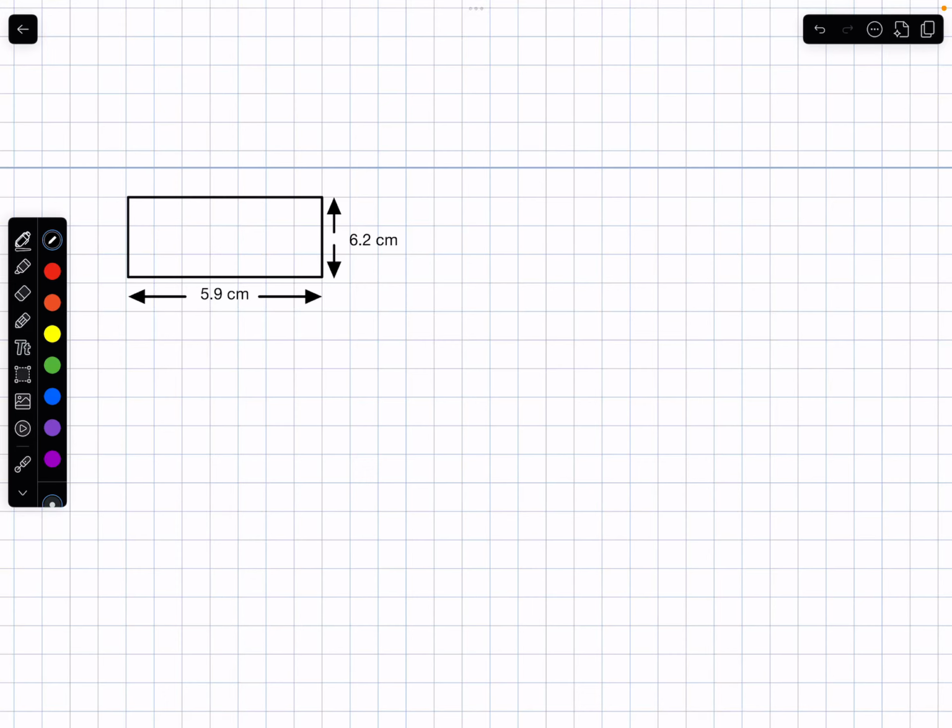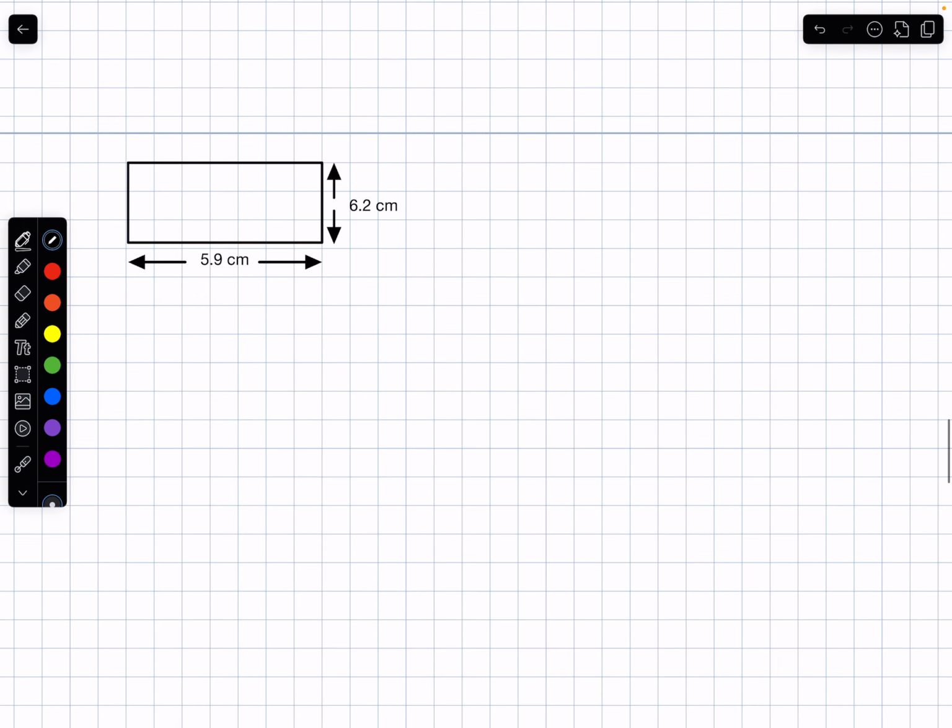Now, let's say we wanted to do a calculation where we're going to calculate the area of the same rectangle. So again, we've got our length over here of 5.9 centimeters. We've got our width here of 6.2 centimeters. So we know that our area for a rectangle is length times width.